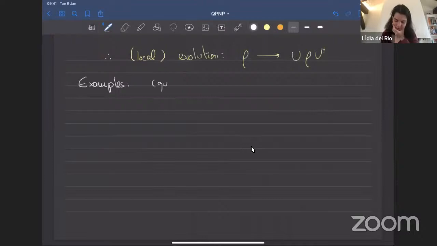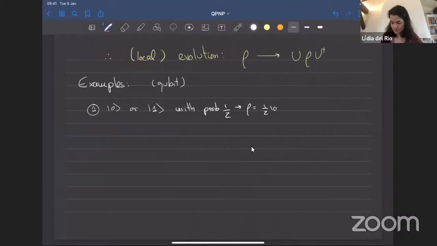And of course, we're going to look at the simplest possible setting, a qubit, with only 2 possible states. And these examples are kind of special. So suppose that my machine gives me either state 0 or 1 with probability 1/2. Well, then rho is what? It's going to be 1/2 of |0><0| plus 1/2 of |1><1|.